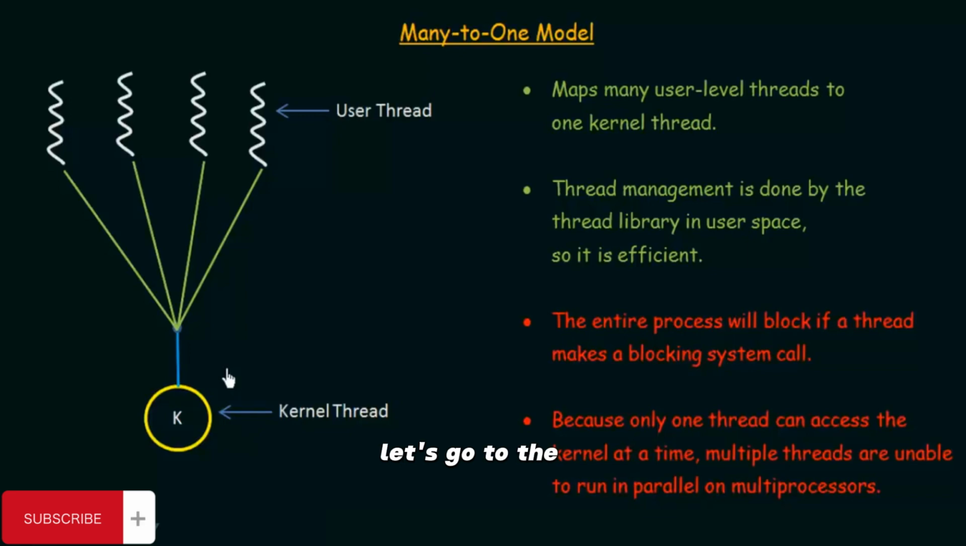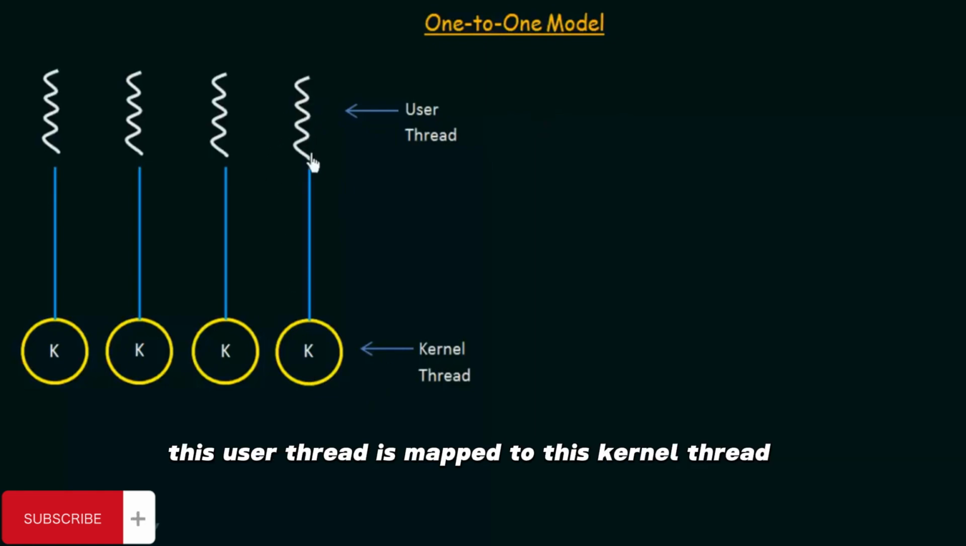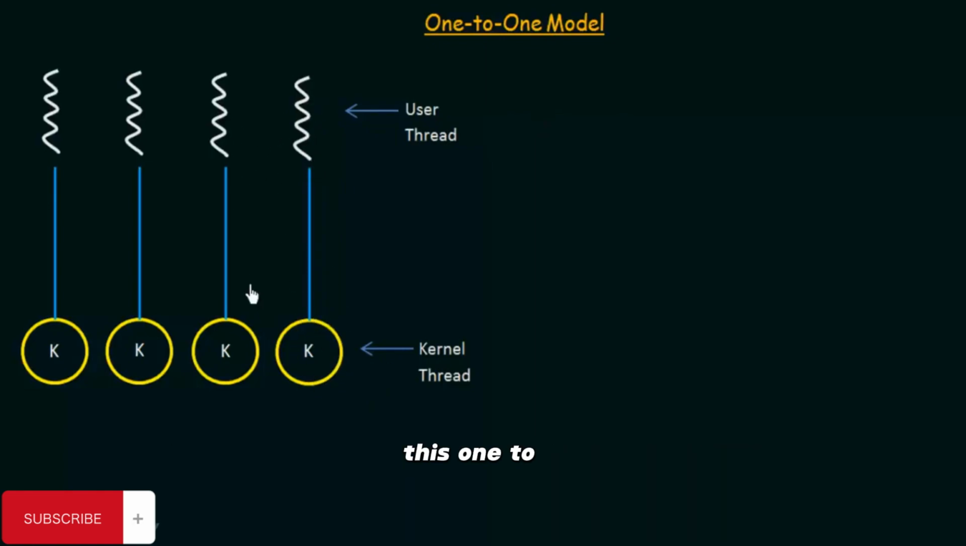Alright, so now let's go to the next model and see how that is better than this, and if it has any limitations as well. So the second model that we have is the one-to-one model. From the name itself, we can understand that one user thread is mapped to exactly one kernel thread. Unlike the many-to-one model, one user thread is mapped to only one kernel thread. So here, this user thread is mapped to this kernel thread, this one to this one, and so on. Let us see how this works, what its benefits are, and what its limitations are.